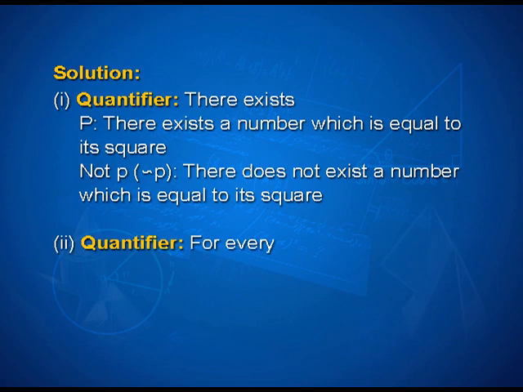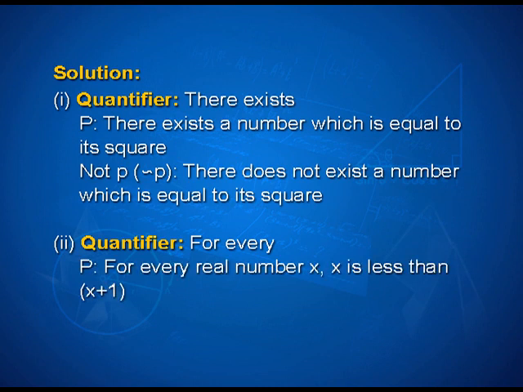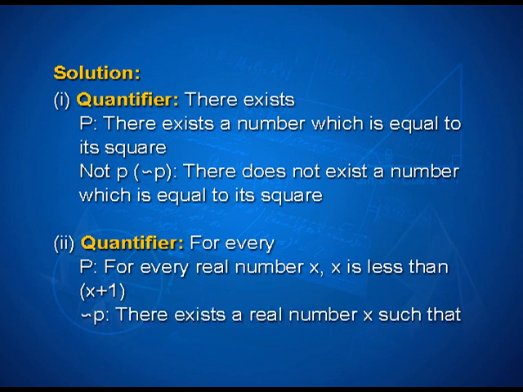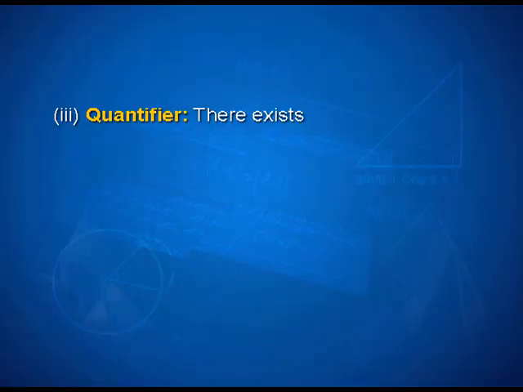In the second case, the quantifier is for every. P is for every real number x, x is less than x plus 1. So, not P will be there exists a real number x such that x is not less than x plus 1. In the third case, the quantifier is there exists.